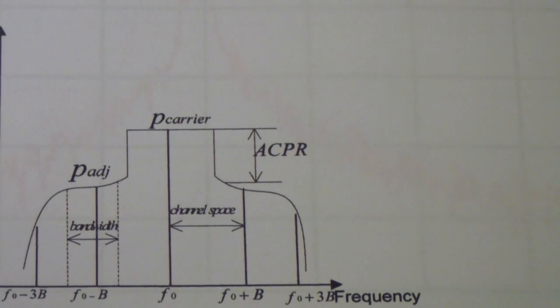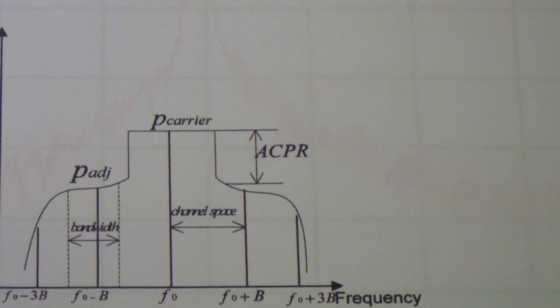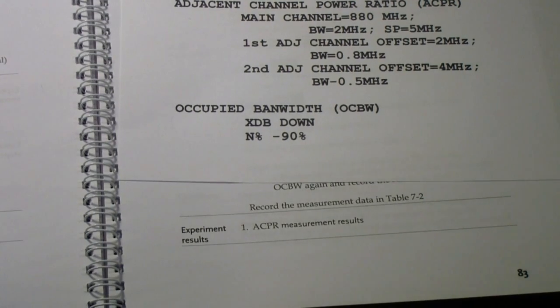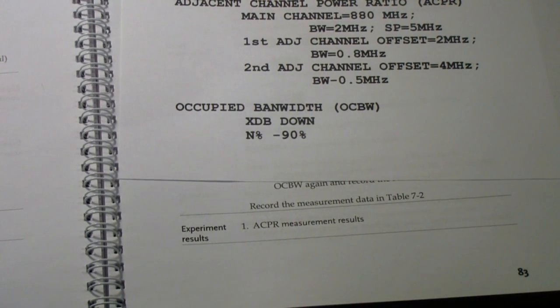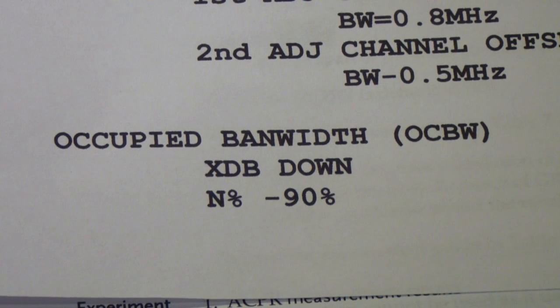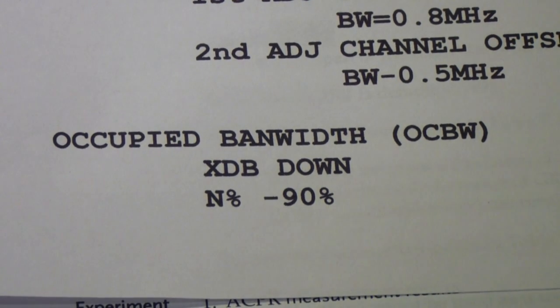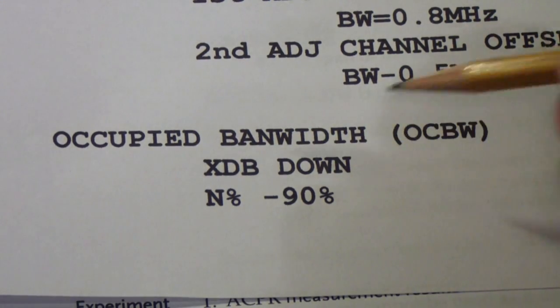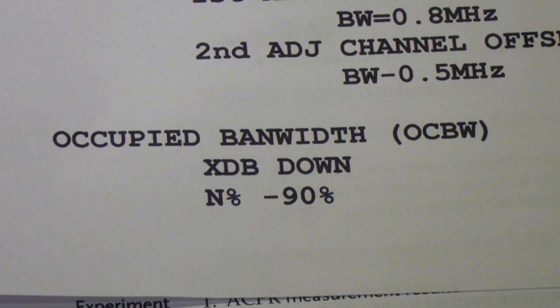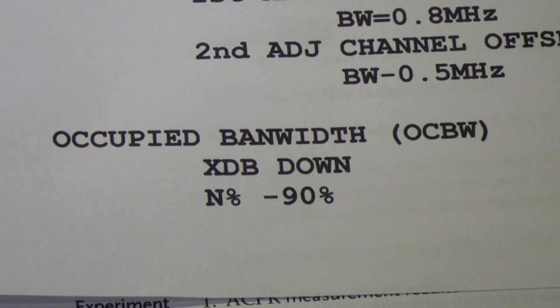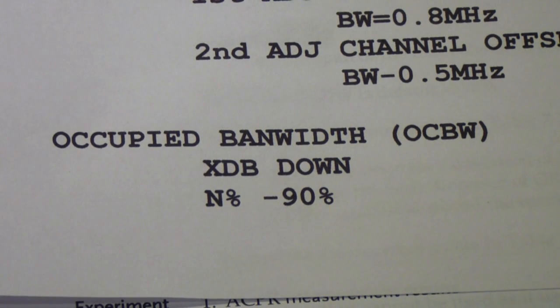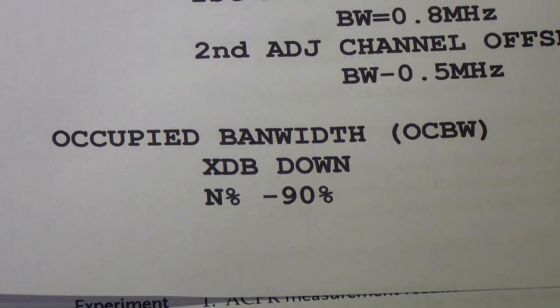Let's now set up to measure the occupied bandwidth of this same signal. Let's take a look at what it is we're actually trying to measure with occupied bandwidth. There are two accepted measures for occupied bandwidth. One is called the XDB method, and that's how far down the signal is in decibels. So you pick a certain distance or a certain power ratio.